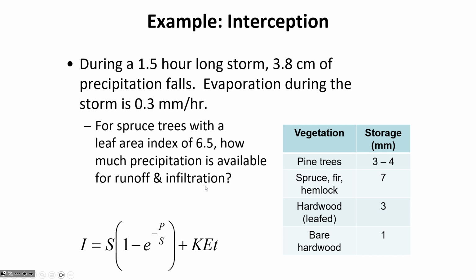Let's say that we had a storm that's 1.5 hours long, has a depth of 3.8 centimeters, and then it's measured that the evaporation during the storm is 0.3 millimeters per hour. So that's the evaporation at ground level, but there's going to be multiple layers of leaves that are having evaporation. So we apply the leaf area index of 6.5 to that.